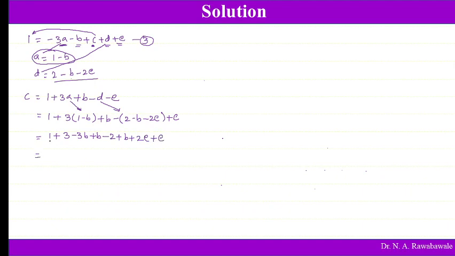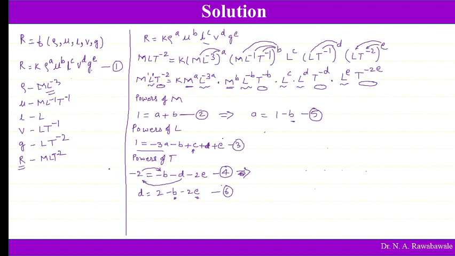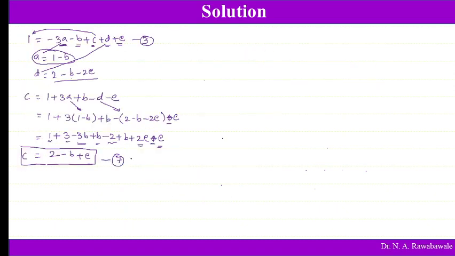On further simplification, 1 plus 3 is 4, 4 minus 2 is 2. These are the constants. Now for the b terms, minus 3b plus b becomes minus 2b, and minus 2b plus b is again minus b. Then we have the e terms, 2e minus e, which is plus e. So c is equal to 2 minus b plus e. We get this equation in terms of b and e. This we call equation number 7.